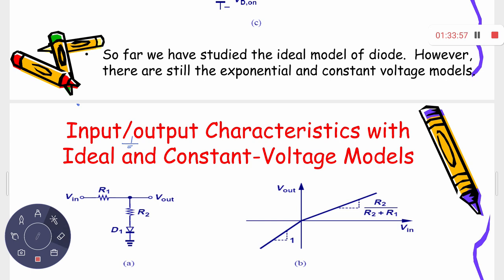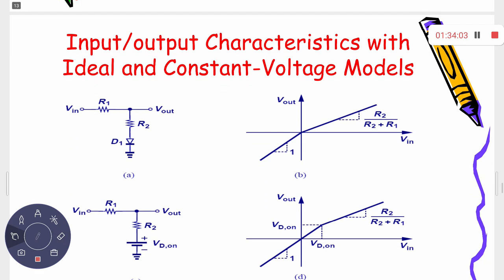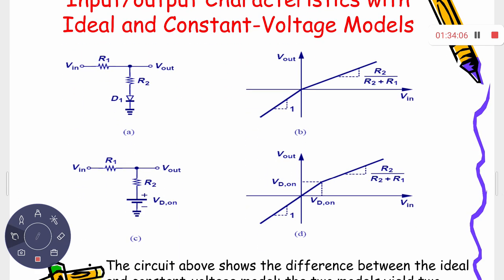What happens for a constant voltage model? Now for a constant voltage model, remember, previously the diode was basically a short circuit or open circuit, only two cases. Now it cannot be a short circuit. This diode is represented by means of a battery. Since it's a constant voltage model, it's not an ideal model, so only a battery, no resistance, only a battery. And this diode will be on, or through this R2-D path there will be current flow, if and only if your input voltage is greater than VD on.